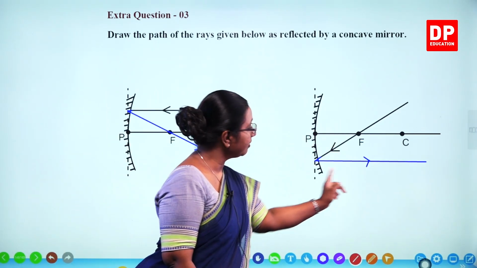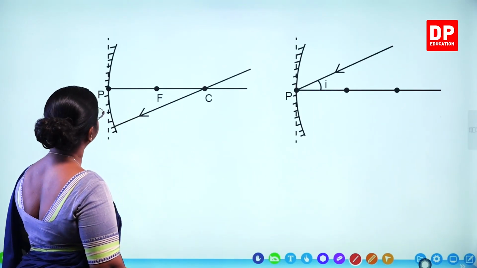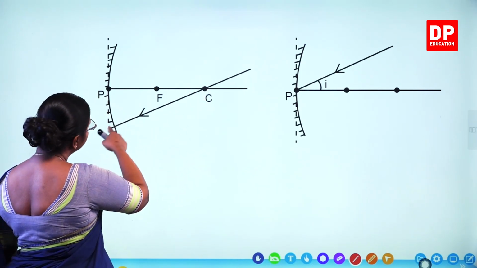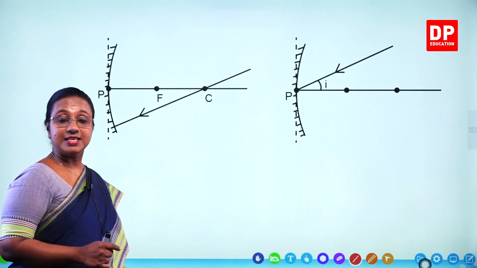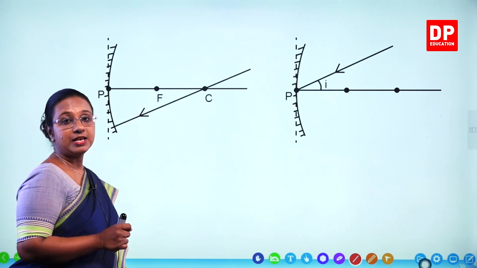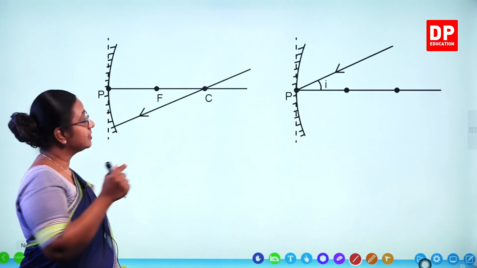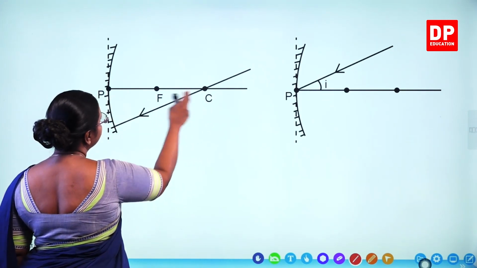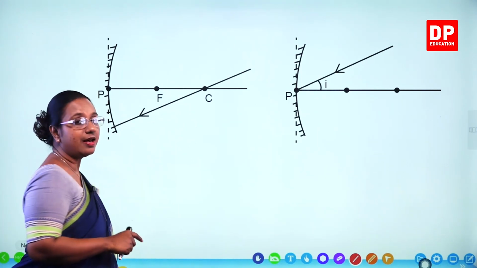Coming through the focal point, it reflects parallel to the principal axis. The next one: there are other rays. So a ray that is coming through the center of curvature. You can see here C denotes the center of curvature. What is the relationship between the focal length and the radius? The radius is equal to twice the focal length. This total length is equal to twice the focal length, or this length and this length are equal.